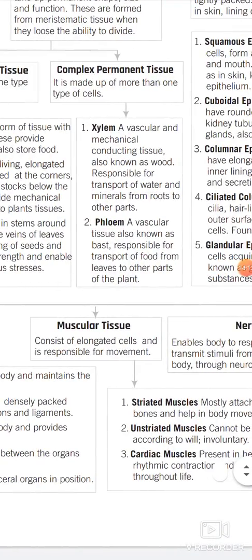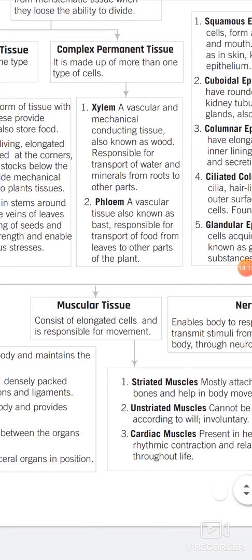Now moving further with the muscular tissue. What is muscular tissue? It consists of elongated cells and is responsible for movement. Dear students, one thing you know is that animals can move from one place to another. But how is this movement possible? This movement is possible with the help of two tissues, that is muscular tissue and nervous tissue. With the combination of muscular tissue and nervous tissue only, movement is possible in animals.